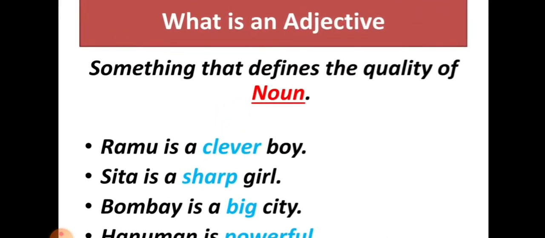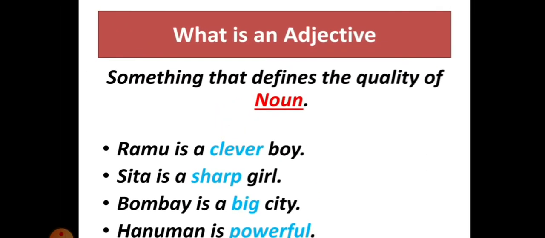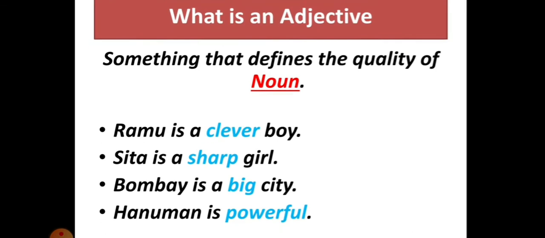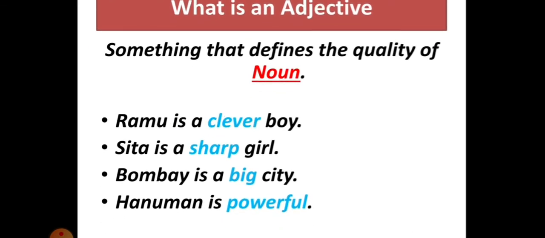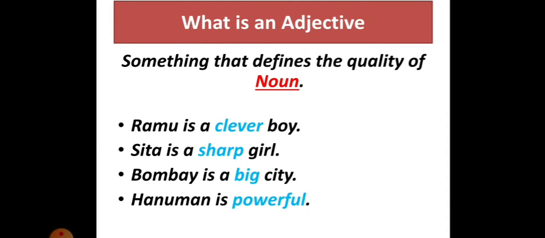So before we learn the rules pertaining to the usage of adjectives, let's try to understand what an adjective is. An adjective is something that defines the quality of a noun. Now look at the examples. Ramu is a clever boy. Sita is a sharp girl. Bombay is a big city.